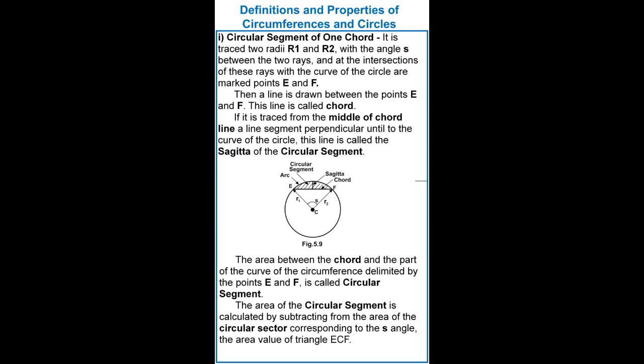The area of the circular segment is calculated by subtracting from the area of the circular sector corresponding to the S angle the area value of triangle ECF.